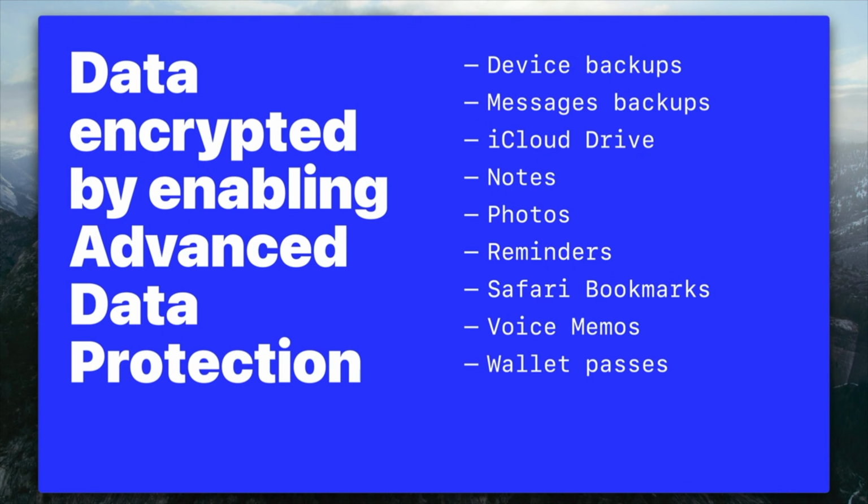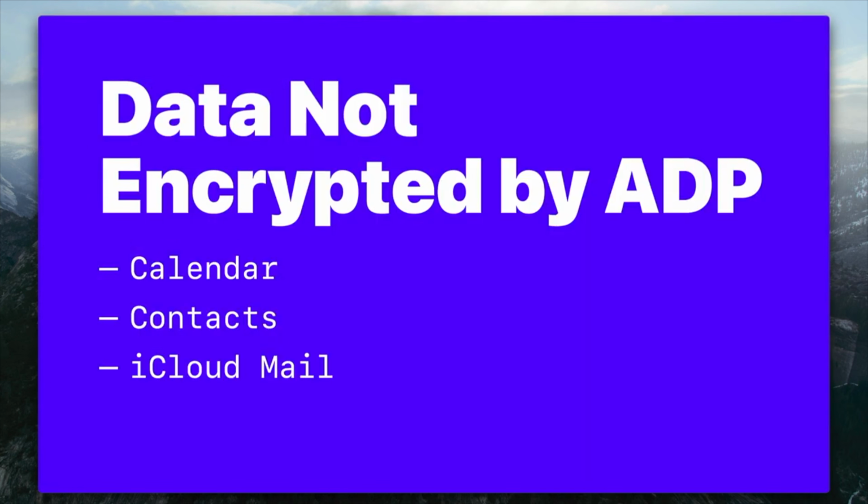However, if you turn on Advanced Data Protection, you're going to encrypt a bunch more, including your backups, message backups, iCloud Drive, notes, photos, reminders, Safari bookmarks, voice memos, and wallet passes. So this is the benefit of end-to-end or ADP encryption: you're going to make all of this stuff unavailable to the bad guys. There are some things that will not be encrypted once you turn ADP on: calendars, contacts, and iCloud Mail, and that's because those need to be unencrypted in order to work with the way the back end of calendars, contacts, and iCloud Mail works. This is just one of those things where Apple can't encrypt it and have it still work.